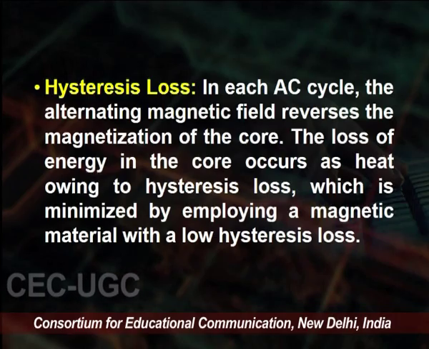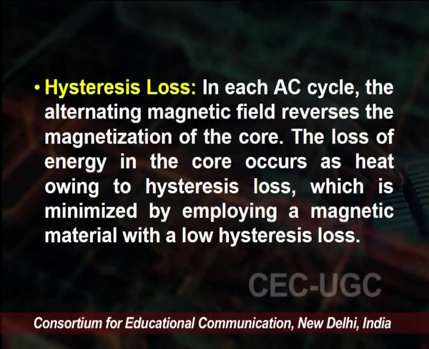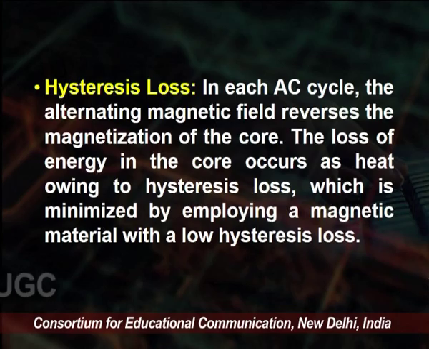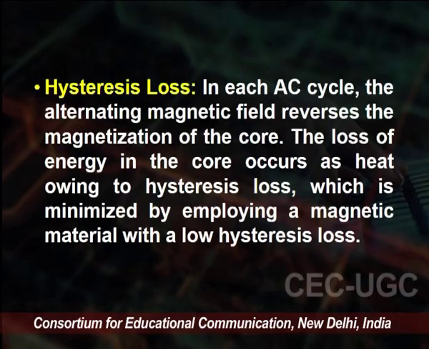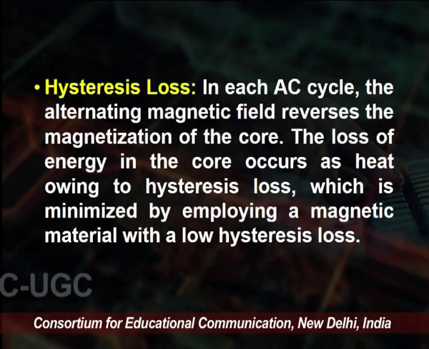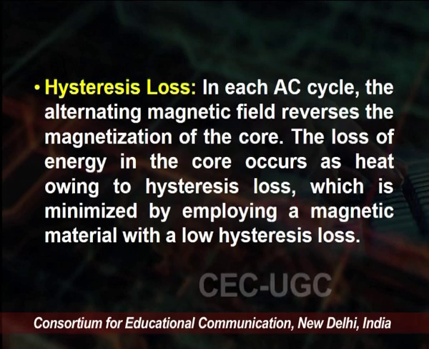Another loss is the hysteresis loss. In each AC cycle, the alternating magnetic field reverses the magnetization of the core on which the coils are wound. So, the loss of energy in the core occurs as heat owing to the hysteresis loss, which is minimized by employing a magnetic material with a low hysteresis loss.